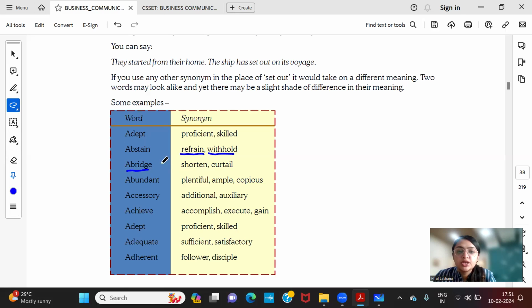Similarly, we have abridge. So abridge can be shortened or curtailed. So for example, to use abridge in a sentence would be, this was an abridged form of a 300-page document, which means that this was a shortened form of a 300-page document.